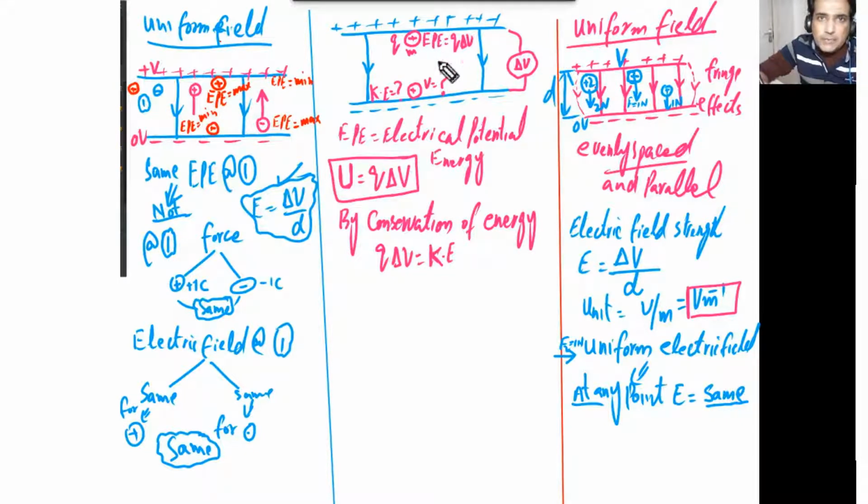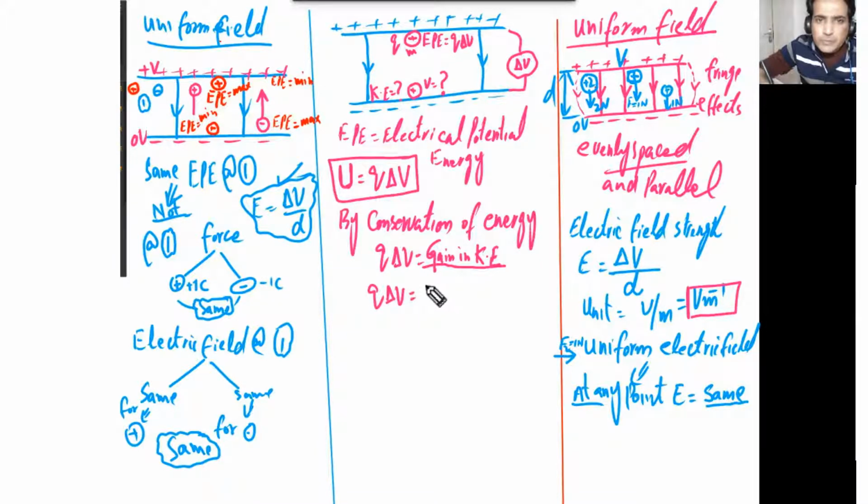Let me be a little bit more specific about what I'm saying. This is equal to the gain in kinetic energy. If it has no kinetic energy here, then this is simply the kinetic energy. If it has some energy here, then this is the gain in kinetic energy. So we can simply calculate this as Q times delta V.